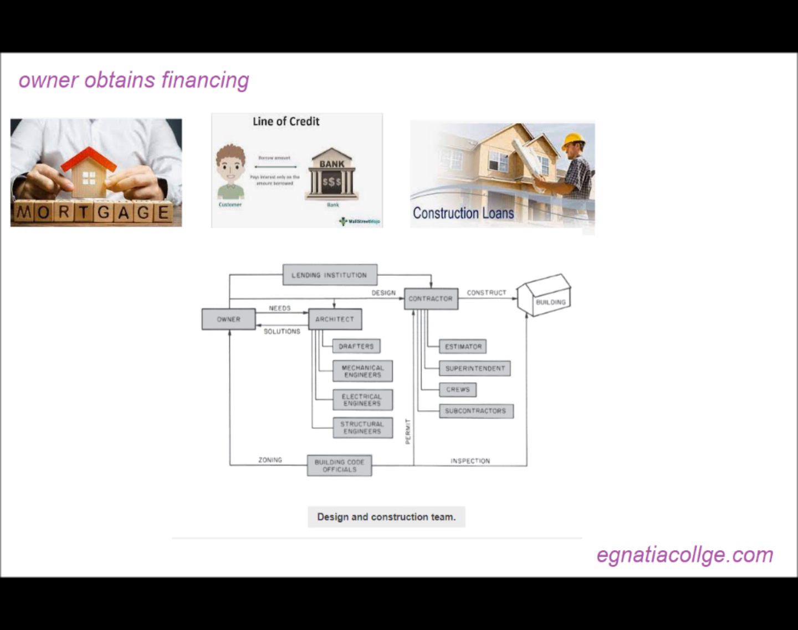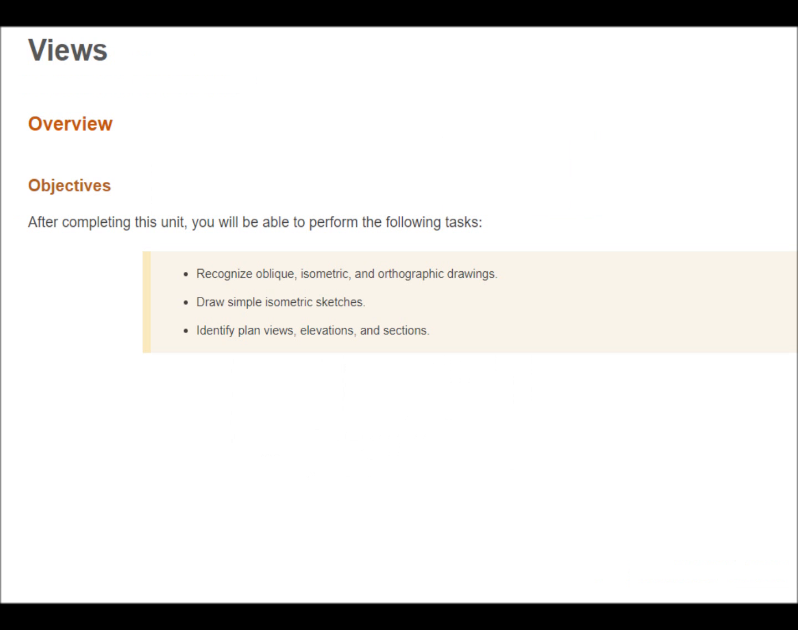Views. After completing this unit, you will be able to perform the following tasks. Recognize oblique, isometric, and orthographic drawings. Draw simple isometric sketches. Identify plan views, elevations, and sections. Isometric drawing.